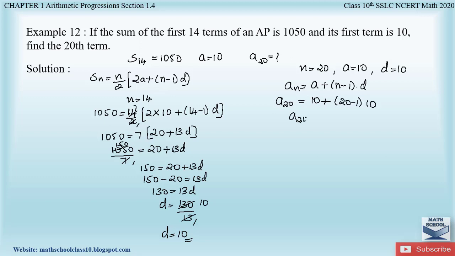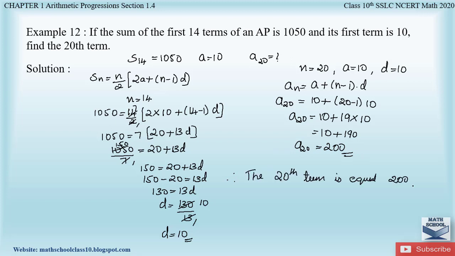So a20 will be equal to 10 plus 20 minus 1 is 19 into 10, or 10 plus 190, or it is 190 plus 10 is 200. Therefore the 20th term is equal to 200. Therefore we can write down the 20th term is equal to 200.